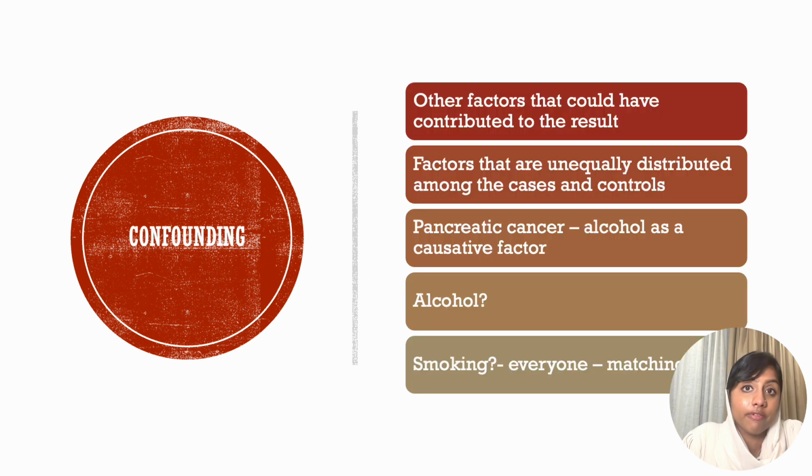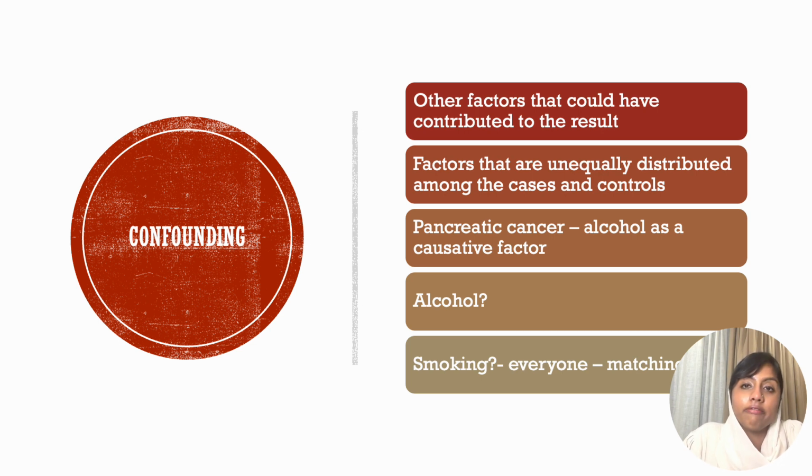Next is confounding. So, what do you mean by a confounder? These are the factors that might have caused the result. For example, take the study where we are analyzing alcohol causing pancreatic cancer. Can it be a possibility that smoking has caused pancreatic cancer? Yes, it can be. So, how do you avoid that?